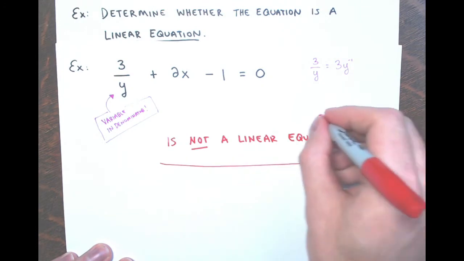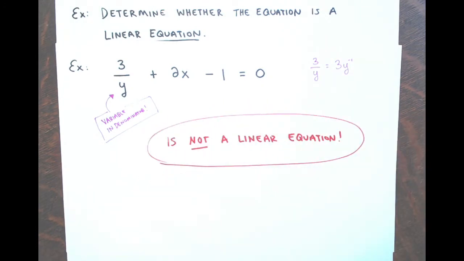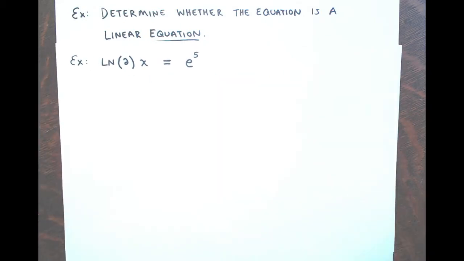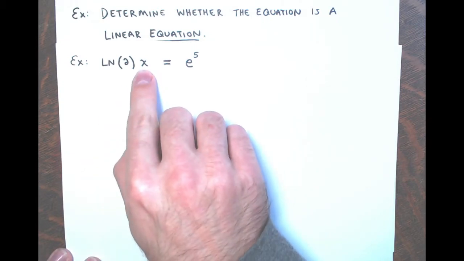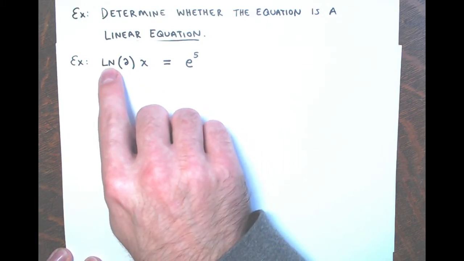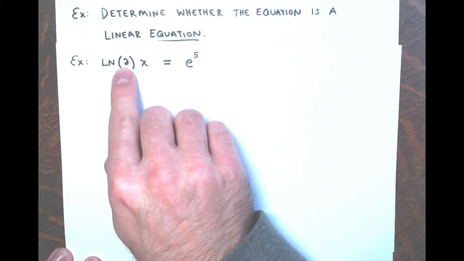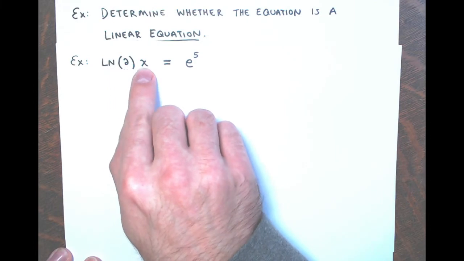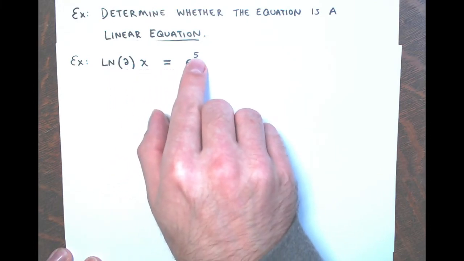All right. Wonderful. All right, and I've got just one more example. Yeah, no, 2 more for this, sorry. So here's another one. Determine whether the equation is linear. Notice the only variable here is x. And look what I have. I have the natural logarithm. Remember, this was that log with a base of e. The natural log of 2 times x equals e to the 5th power.